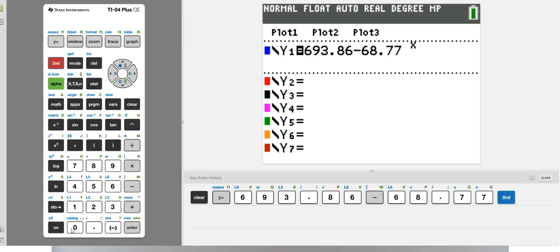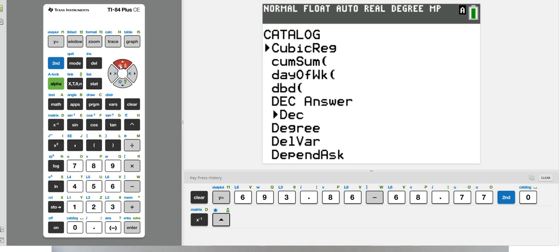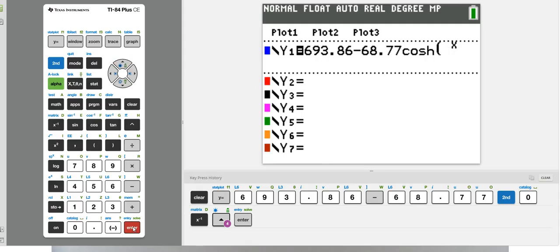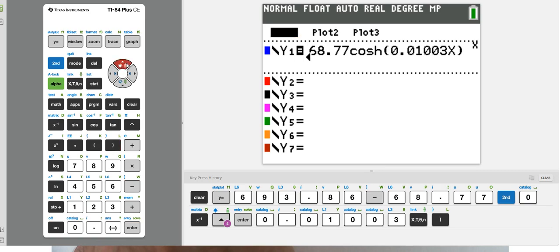So second, 0. Instead of jumping to the letter C, I think I'm going to jump to the letter D. So I'm just going to hit the matrix key and then scroll up until I find cosh. There you go. Make sure you don't get the inverse of that. Select cosh. And then we want 0.01003x, and then an x, parenthesis. And I'm worried that there's this other little x up here.